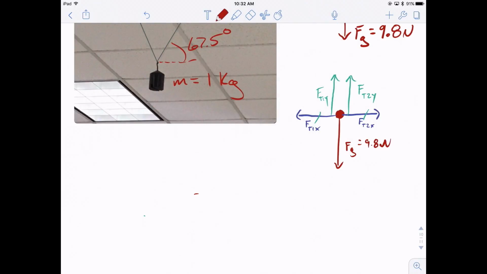What would be the sum of the forces in the Y direction? So write the force equation here for the sum of the forces in the Y direction. The force of tension in rope 1 in the Y direction plus the force of tension in rope 2 in the Y direction. We would then have to subtract off the force of gravity since it's going in another direction.